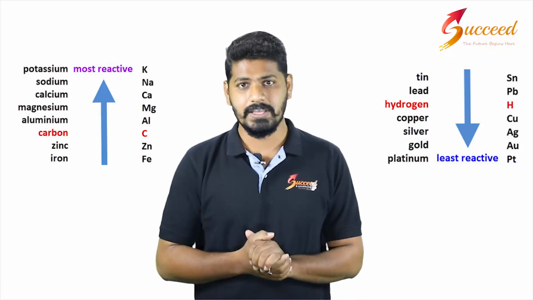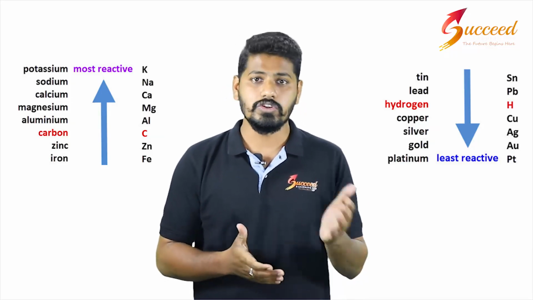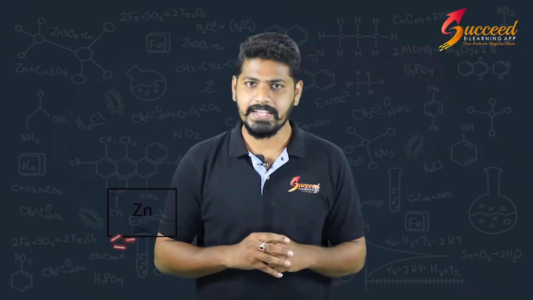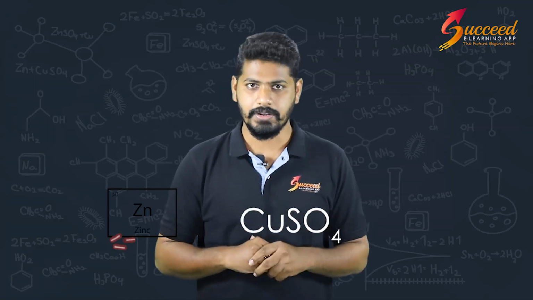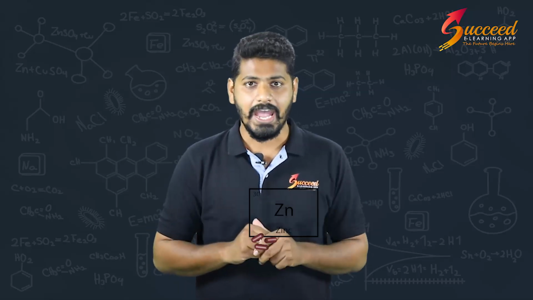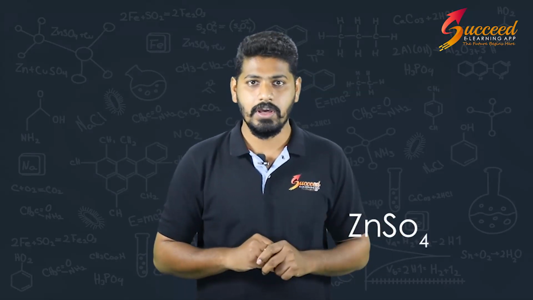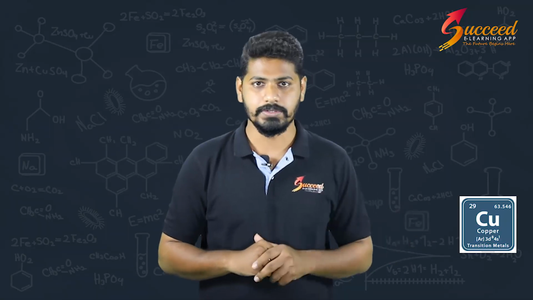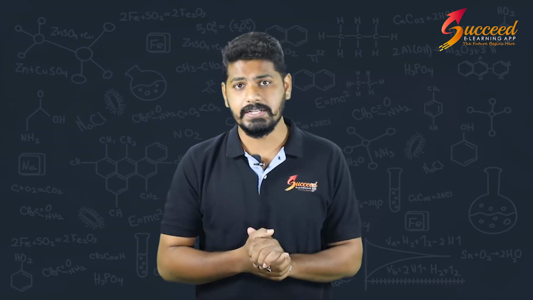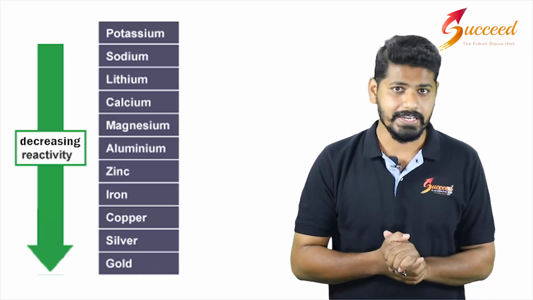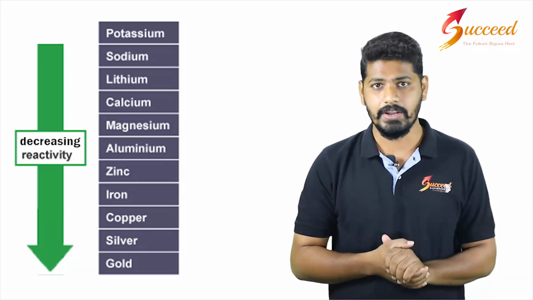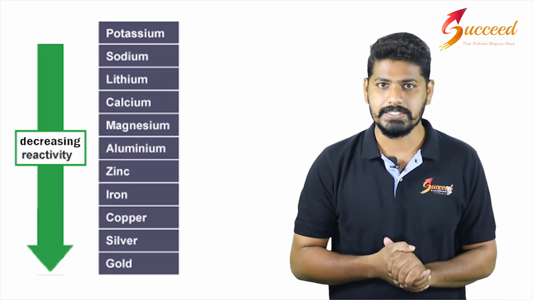The same thing happens when the metal is reacted with the salt solution of another metal. Let me give an example. When zinc is reacted with the copper sulfate solution, zinc being more reactive replaces the copper and it forms the zinc sulfate solution along with the formation of copper. From this experiment, we can arrange the metals in the order of decreasing activities. From this experiment, we got a series of arrangement of elements called the reactivity series.